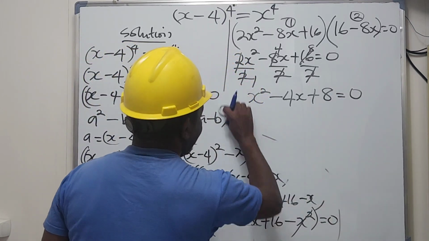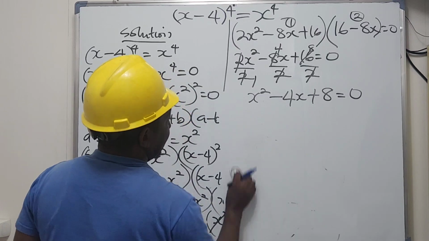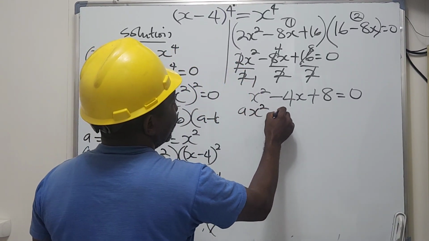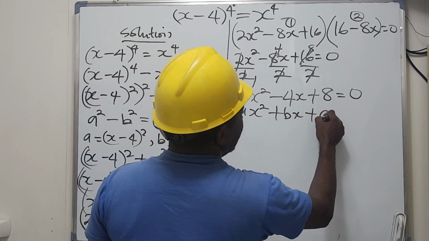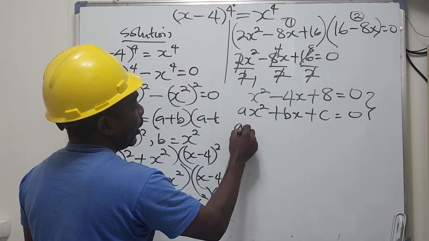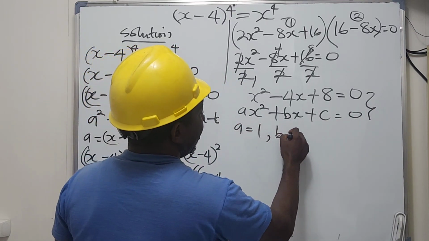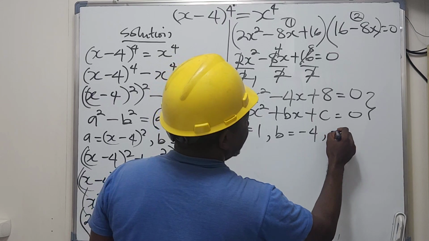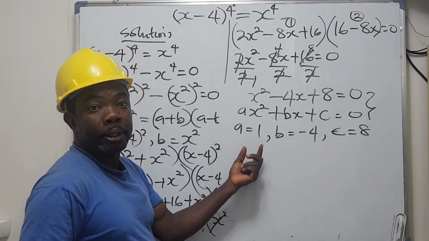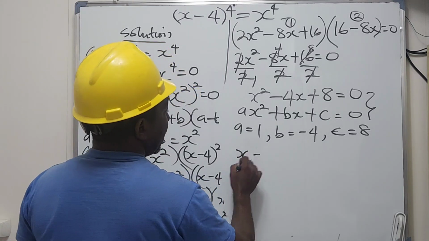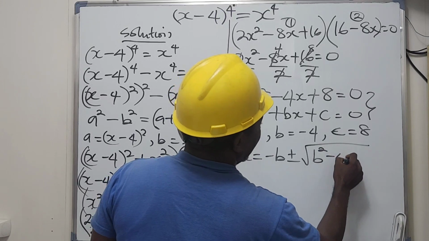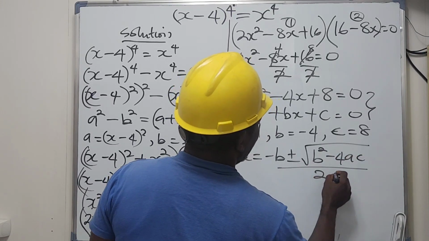And we can use a quadratic formula for us to find the value of x by comparing it with the standard quadratic equation, which is ax to the power of 2 plus bx plus c equals to 0. So comparing these two equations, we have the value of a equals to 1, and the value of b equals to minus 4, and the value of c equals to 8. So here we are going to substitute this parameter into the quadratic formula, which is x equals to minus b plus or minus square root of b to the power of 2 minus 4ac all over 2 times a.